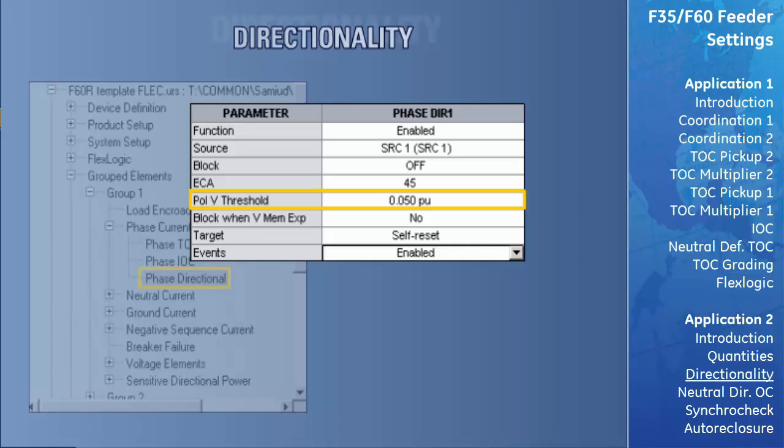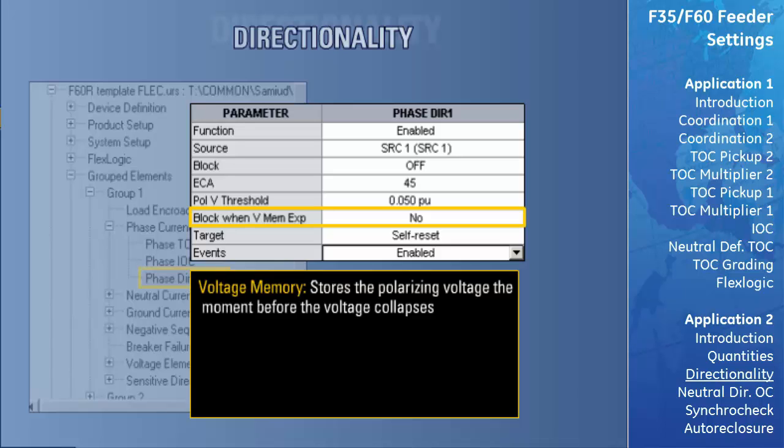In our example, we will select 5% by entering 0.05 per unit. A voltage memory feature is incorporated to increase security for three-phase faults very close to the VTs, which are used to measure the polarizing voltage. This feature stores the polarizing voltage the moment before the voltage collapses. This is then used to determine direction. The voltage memory remains valid for 1 second after the voltage has collapsed.